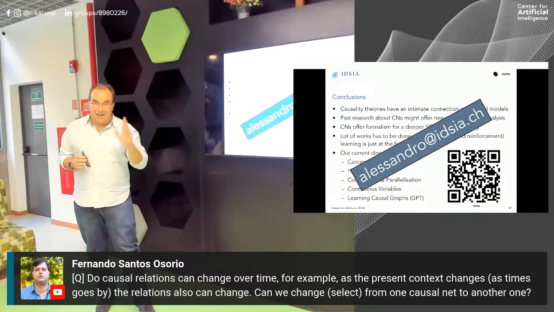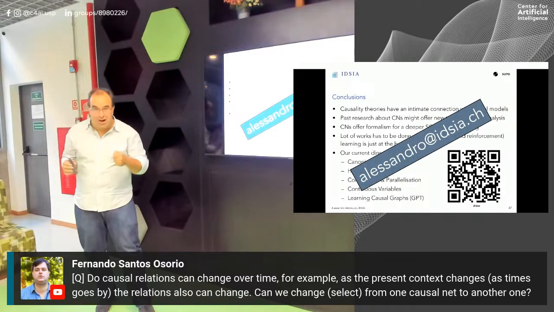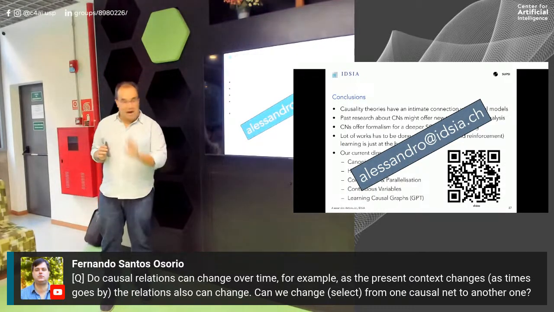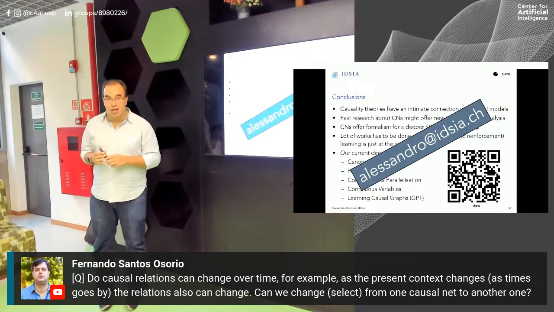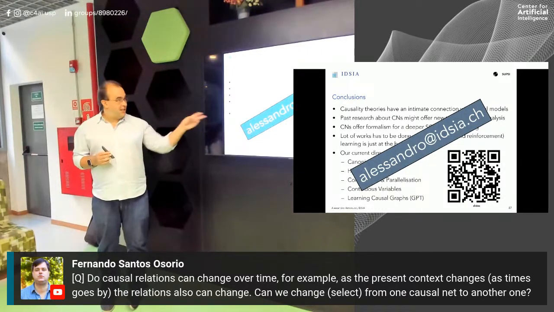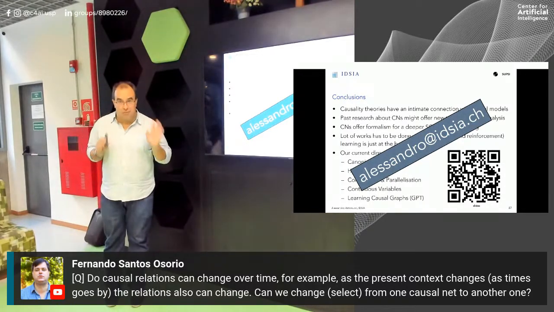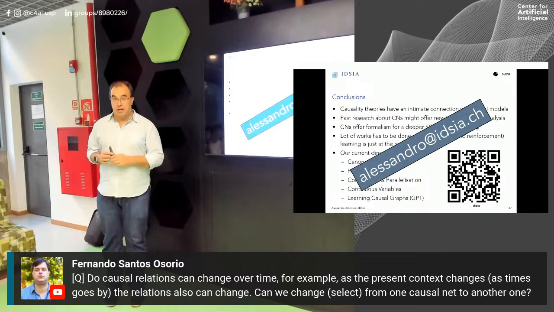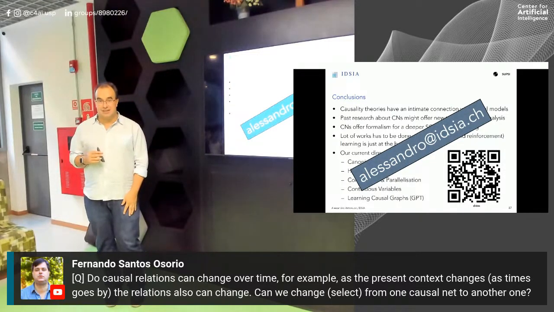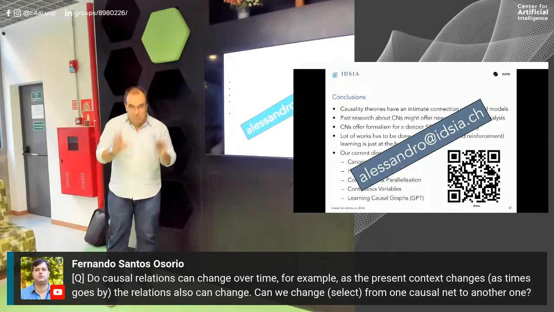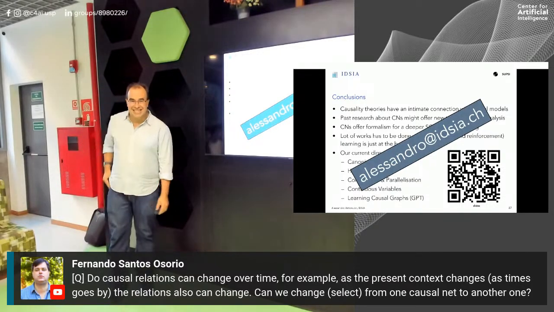I never saw something like a non-stationary causal mechanism. I would say it's very complicated. You can try to model it, but it's at least two steps beyond what we are doing now. So for me, something like that would be very complicated at this stage, and I haven't seen anything like that. I understand the motivation, but sorry, I'm not a user.